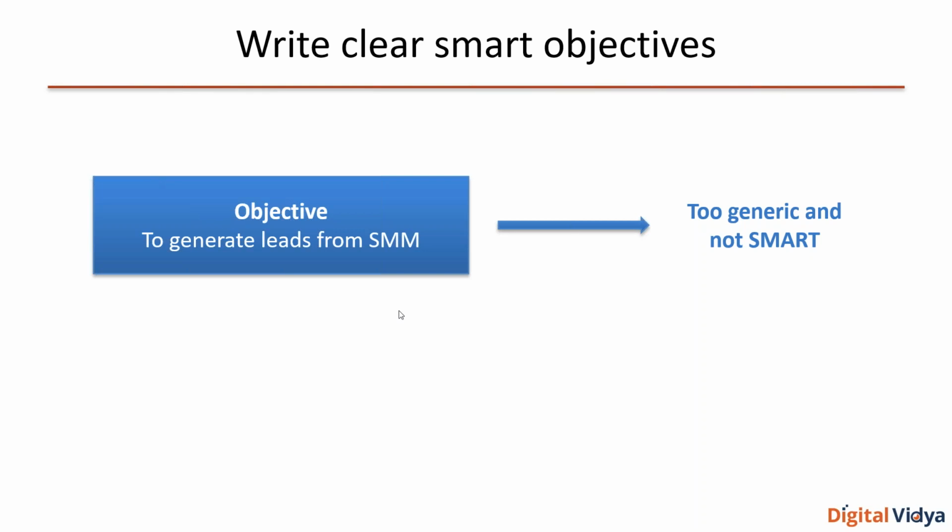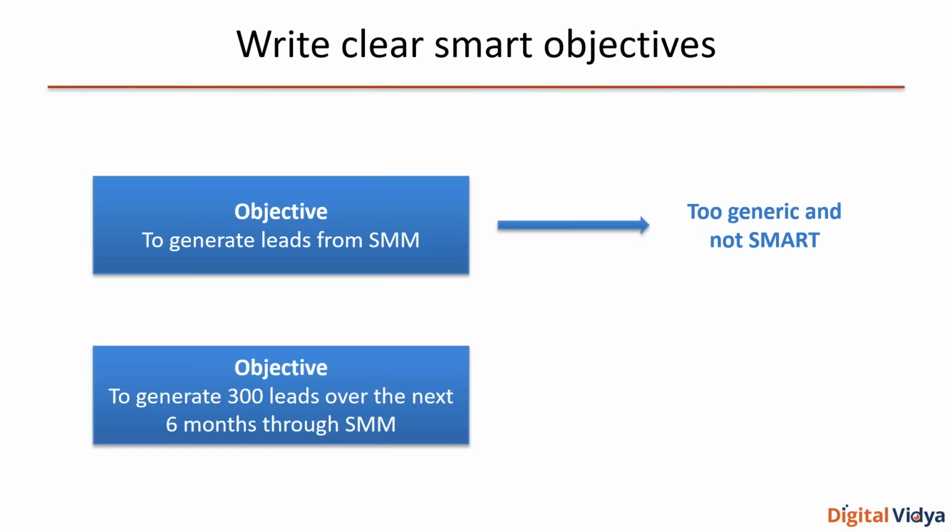objectives should be like. When you're writing a strategy, the worst thing you can do is to write objectives like this, which have no clear goal in sight. Nothing is clear, right? So you do it as you guys have written now. Something like this, right? To generate 300 leads over the next 6 months through social media marketing efforts.